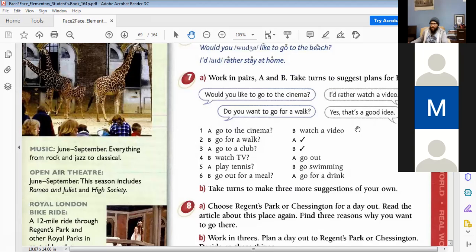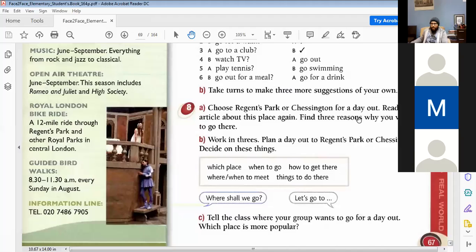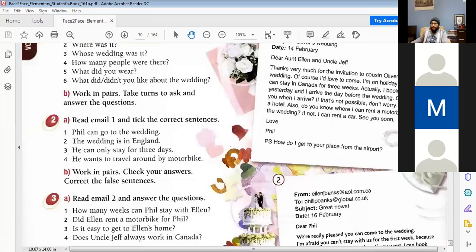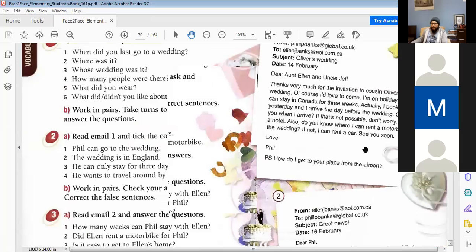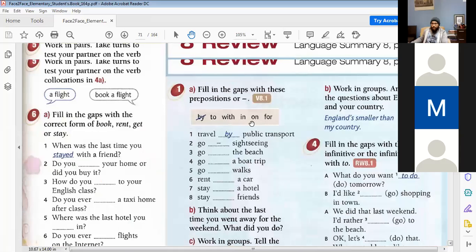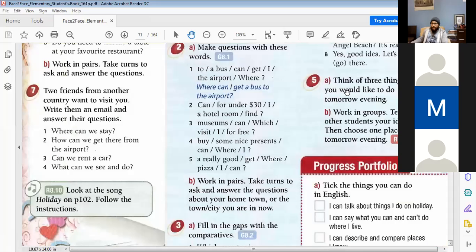Okay, so that's all for today. In our next lesson, we will talk about weddings a little bit. There's some reading also. We will read some emails, some verb collocations, and we can do the review of Unit 8. Okay, so this is in our next lesson.